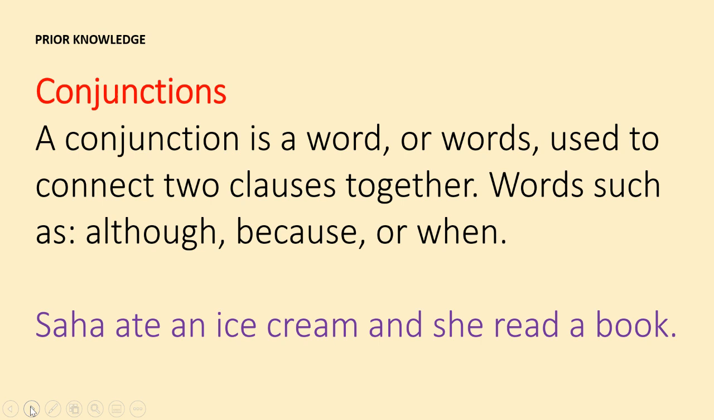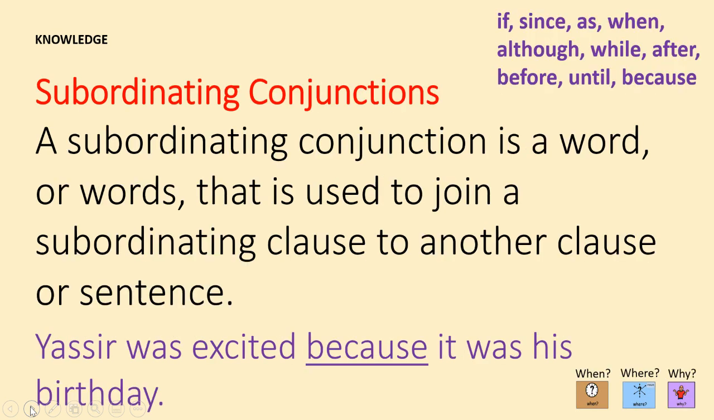So the conjunction is a word or words used to connect two clauses together. Words such as although, because, or when. Now, we've learned about that already. So what is a subordinating conjunction? How is it different? Well, subordinating conjunctions are words that are used to join a subordinating clause to another clause or sentence. Now, that's quite tricky to understand, but what it means is that these two sentences or two clauses that I've joined together, one of them is dependent on the other. It needs the other one to make sense.